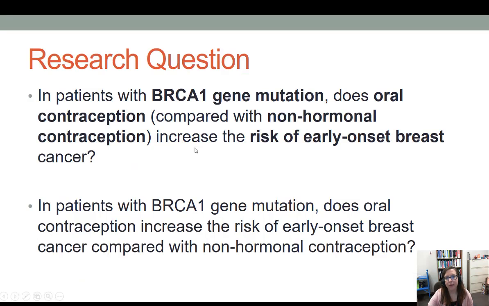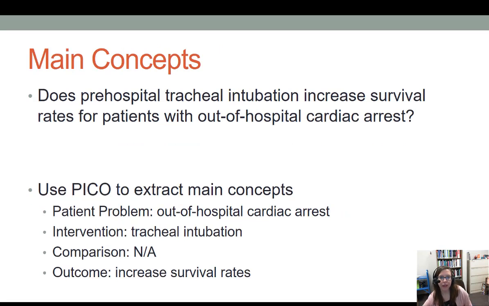So if you find the template is kind of clunky, for example, in patients with BRCA1 gene mutation, does oral contraception compared with non-hormonal contraception increase the risk of early onset breast cancer? There's no reason you have to write it like this. You can also write it putting the control at the end, or the comparison at the end. So in patients with BRCA1 gene mutation, does oral contraception increase the risk of early onset breast cancer compared with non-hormonal contraception? Both things are saying the same thing, right?